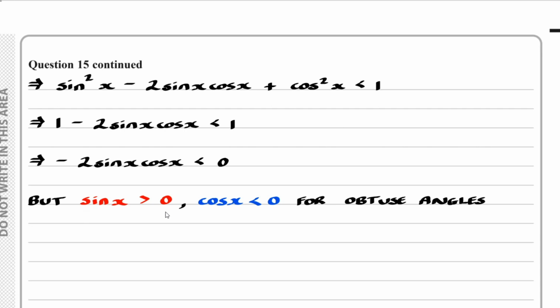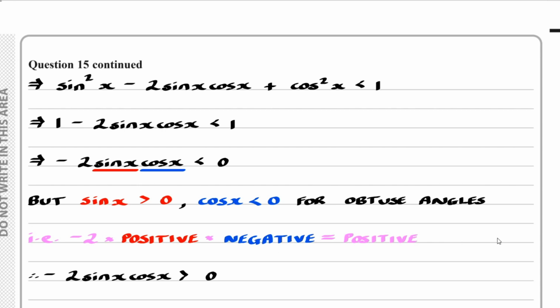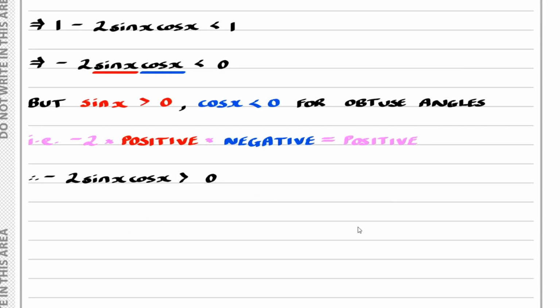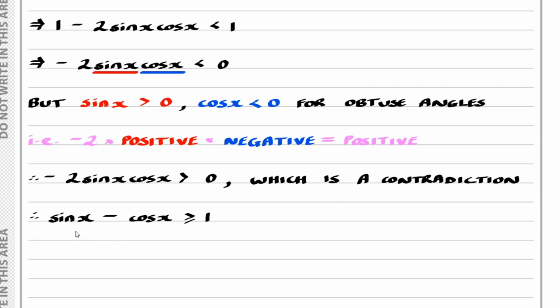Now recall that sin x is greater than 0 and cos x is less than 0 for obtuse angles. So, we have this negative 2 multiplied by the sin x, which is positive, multiplied by the cos x, which is negative. So we've got negative 2 times by something positive times by something negative, which is positive. Which means negative 2 sin x cos x is greater than 0. But this is clearly a contradiction to what we said here, which means because we've got a contradiction, the original statement is true, whereby sin x subtract cos x is greater than or equal to 1.